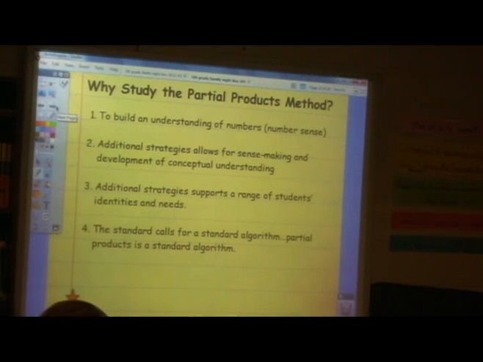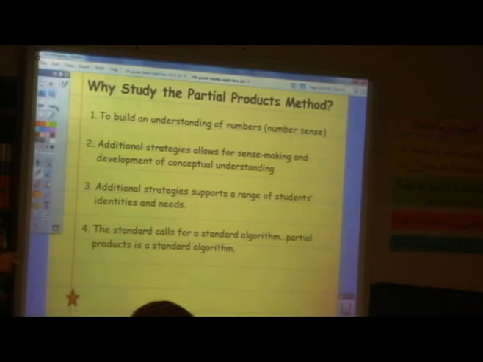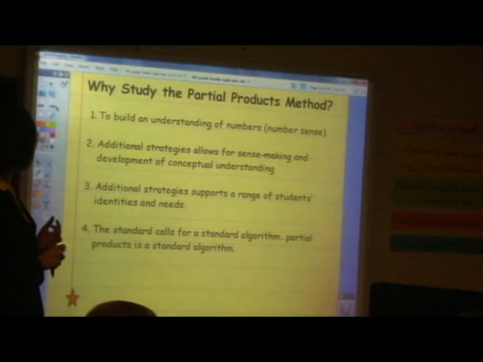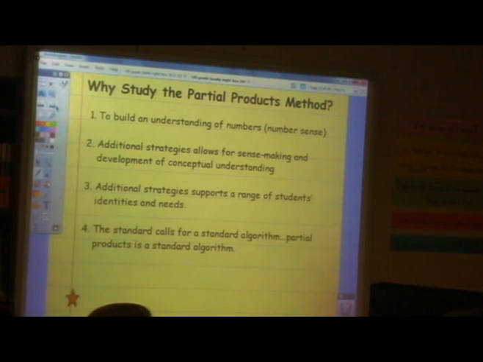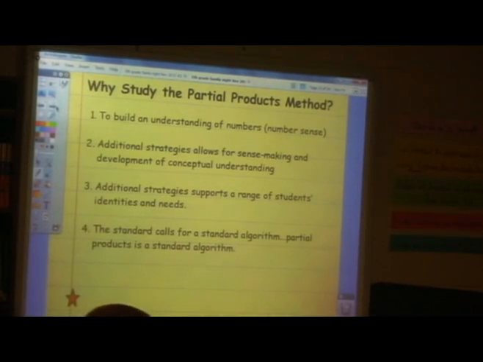Why study the partial products method? And that's what we're going to lead to, because that's one of the strategies. To build an understanding of numbers, additional strategies allows for sense making and development of conceptual understanding. Additional strategies supports a range of students' identities and needs. The standard calls for a standard algorithm. Partial product is a standard algorithm. And basically, we want to give our students different strategies and let them use the one that works for them.